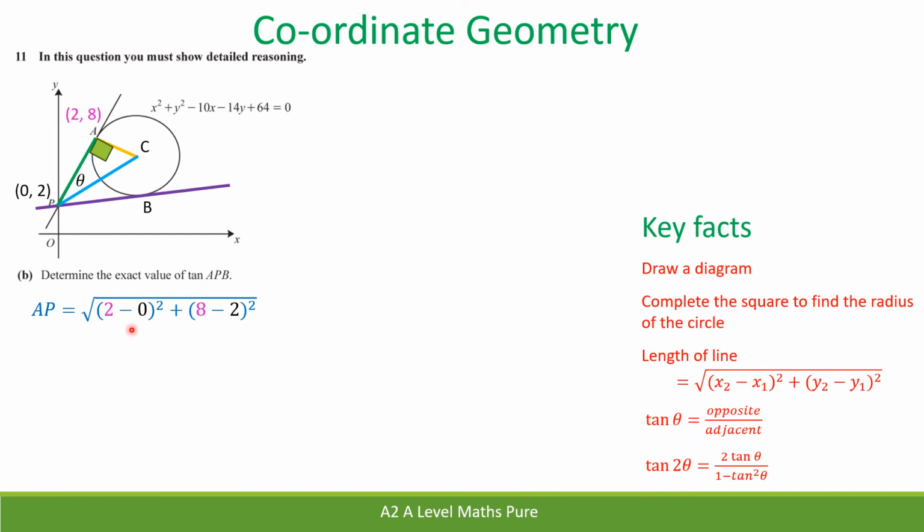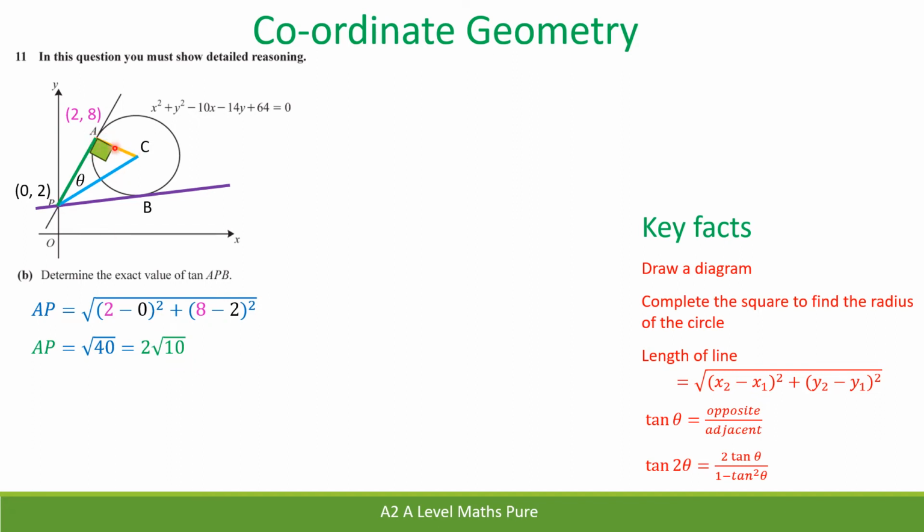So I've got 2 take away 0 for the x's, so that's going to be 2 squared, which is 4. Then the y values, 8 take away 2 squared, so 8 take away 2 is 6, so 6 squared is 36, plus 4 is 40. So I've got AP is root 40. Root 40 is the same as root 4 times root 10. Square root of 4 is 2, so that is the same as 2 root 10. Now I know the length AP.